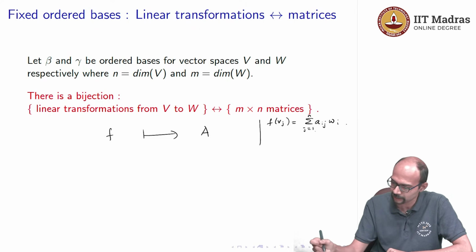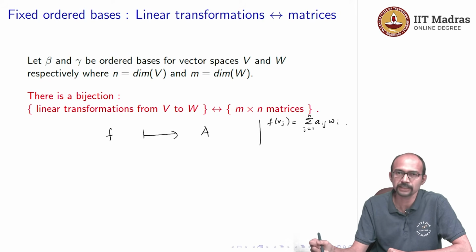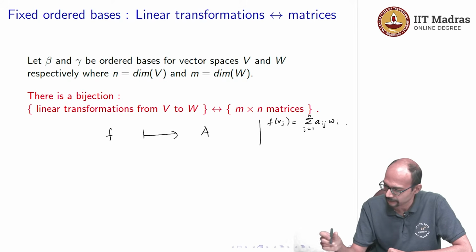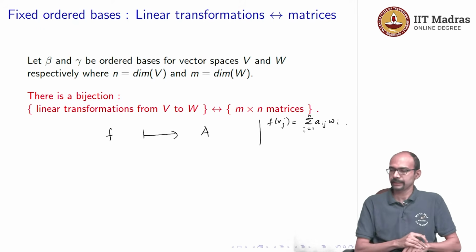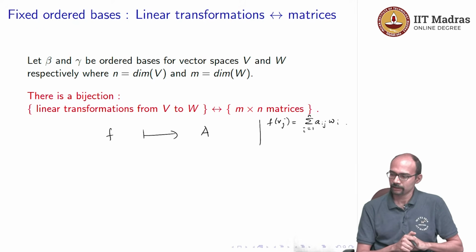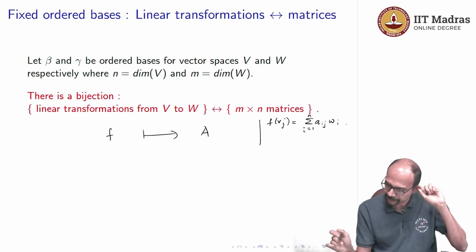Right, the matrix A is such that its ijth entry is A_ij. I have to apologize because I have messed up my notation here. f of V_j is a summation over i and not over j. So j is fixed, and f of V_j is the summation of A_ij W_i. These coefficients are exactly what go into the jth column. That is how you get your matrix A.